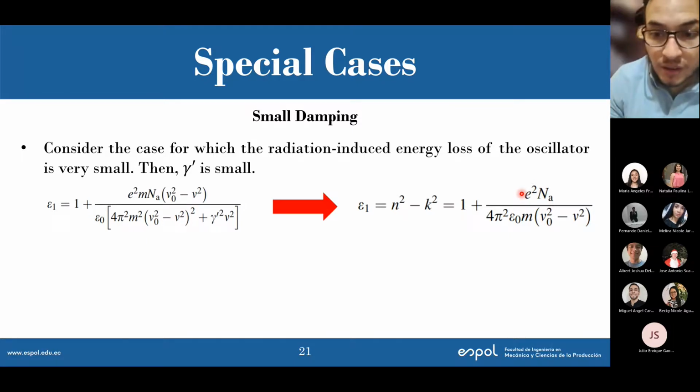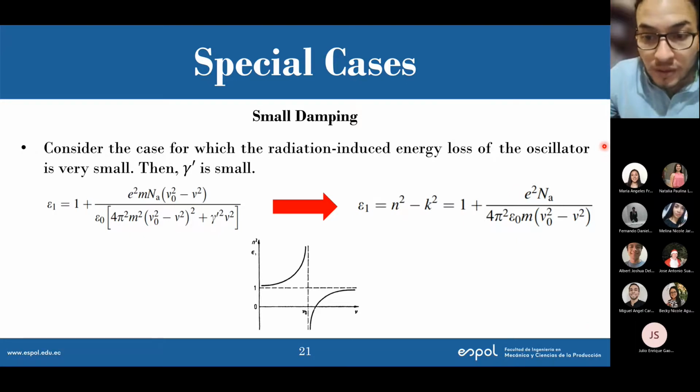So for small damping, you can see that epsilon 1 approaches infinity near the resonance frequency. This is called a dispersion curve, and this is what you see for many dielectrics such as glass, because many dielectrics have a small damping. That means the energy loss that they have due to the induced radiation is going to be quite low. Under those conditions, the damping constant is small, you end up with this equation, and it behaves like this. Around the resonance frequency, epsilon 1 approaches infinity in the dispersion curve.